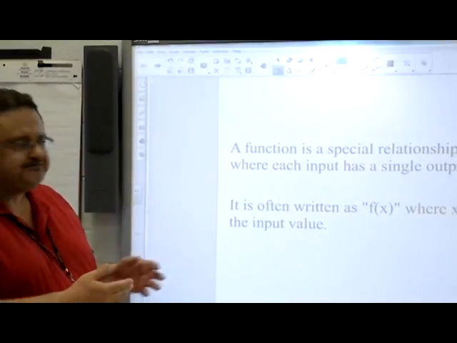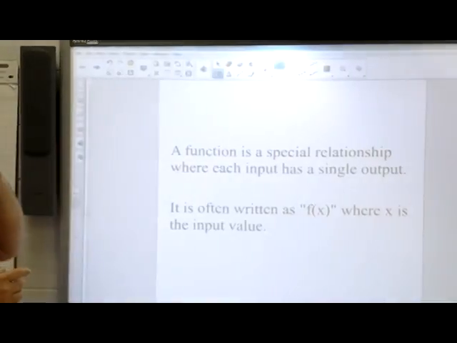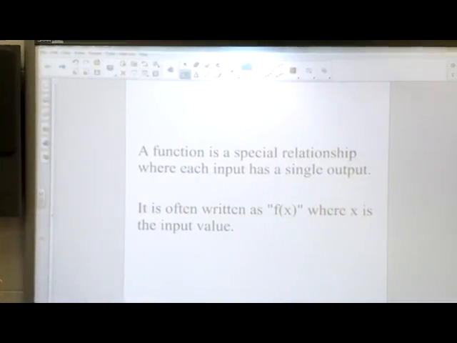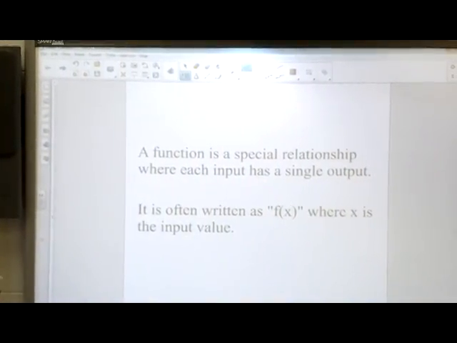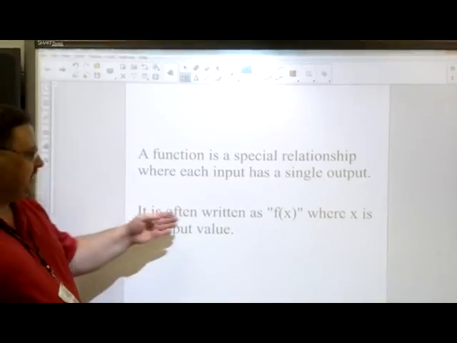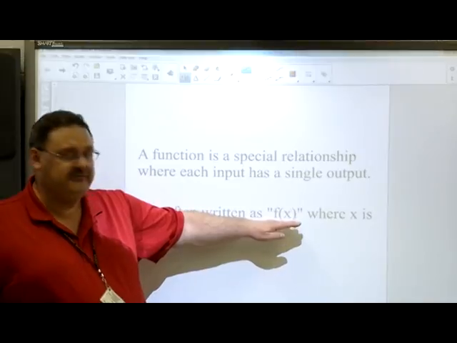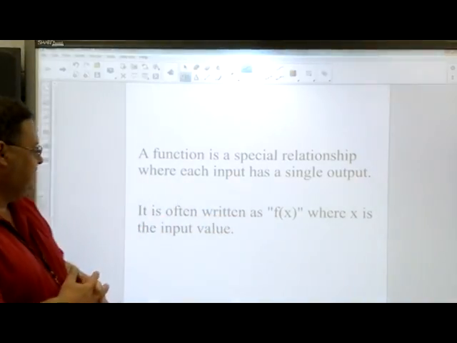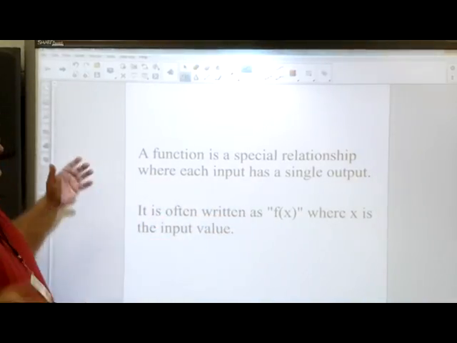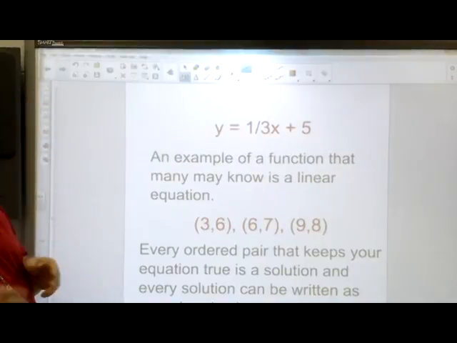What's a function? Formal definition: a function is a special relationship where each input has a single output. It is often written as f of x. I tell my students I just consider this "function," where x is the input value. Coach, what's that in simple terms?